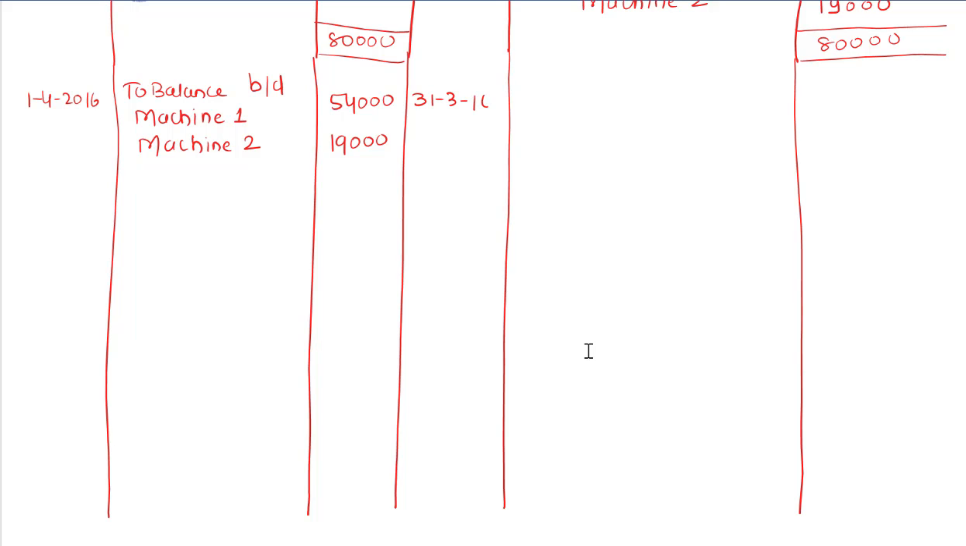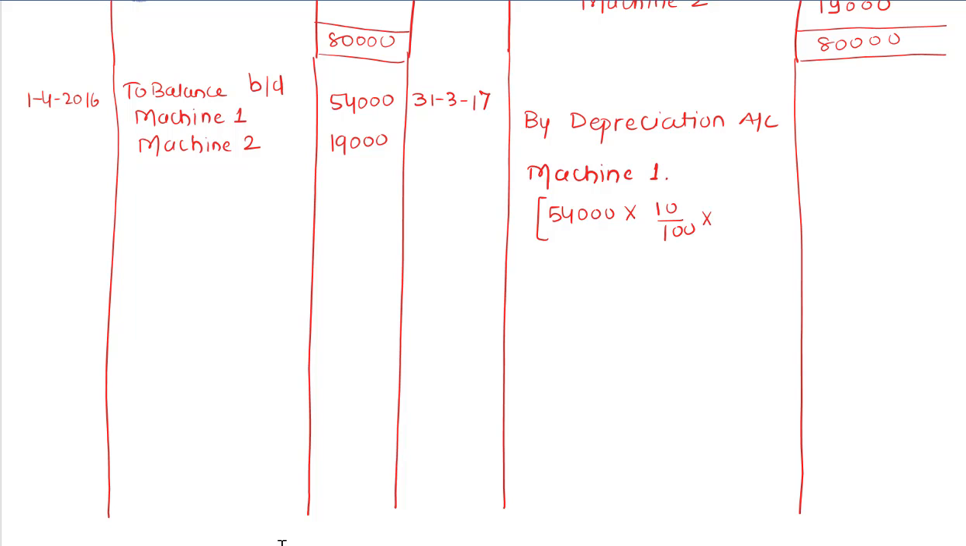Closing date 31st March 2017. By depreciation account, machine 1, machine 2. Machine 1, it is 54,000 multiplied by 10% multiplied by 12 by 12. It is 5,400.